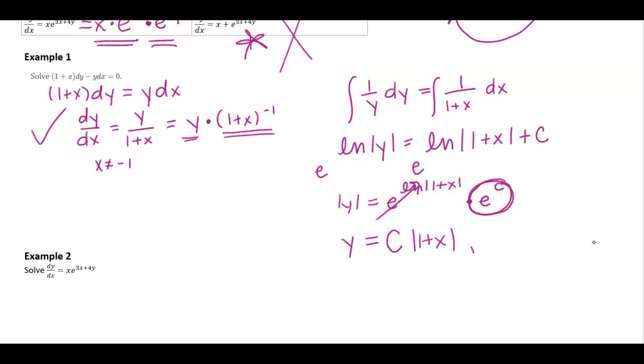And I know that my domain restriction is that x cannot be equal to -1. So depending on whatever initial condition you have, you'll be able to find the absolute value of these things here. Okay, not including -1, so then you can find your interval. So either from -infinity to -1 or -1 to infinity. And then this C out here will give you either a positive or a negative result.